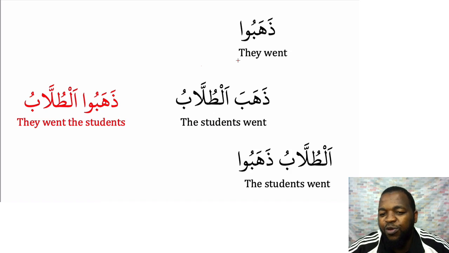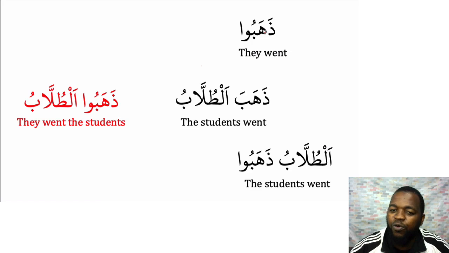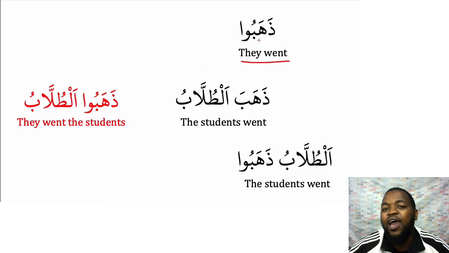All right, so we have here dhahabu. The translation is here, they went. Now when I say dhahabu, this is a verbal sentence. The question is, where is the verb dhahaba, and where is the subject, where is the doer of the action? All right, so here is the, how can I say, here is the subject.